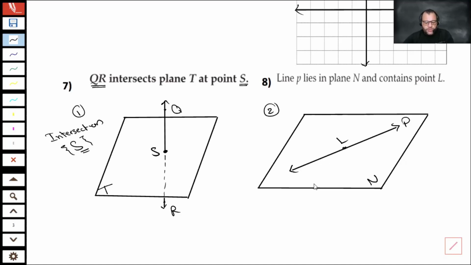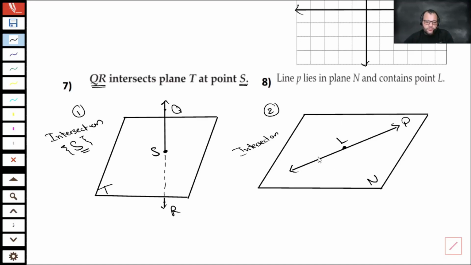What is the intersection of this one? There is no intersection. Are you sure? Yes, there's no intersection. But it's at point L. Does point L belong to the line? Yes, it does. And does it belong to the plane or not?